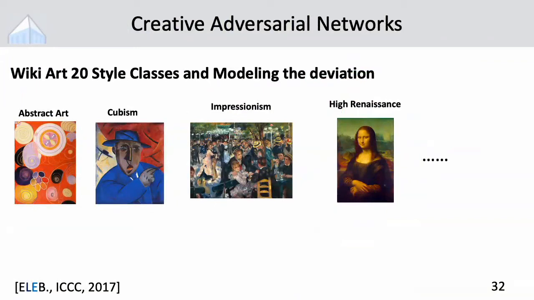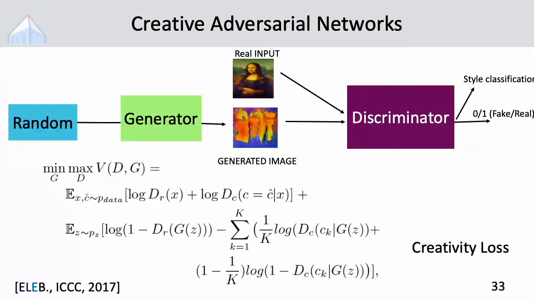So let's say that we start with a set of art movements or art styles that includes abstract art, cubism, impressionism, Renaissance, etc. Say that we have access to these labels. What we did is we added an additional style classification loss, so that during training, when we have this picture of the Mona Lisa, we not only predict that it's real, we also predict which style it belongs to. So for the Mona Lisa, it would be Renaissance. And we do that for all the data that comes from the data set.